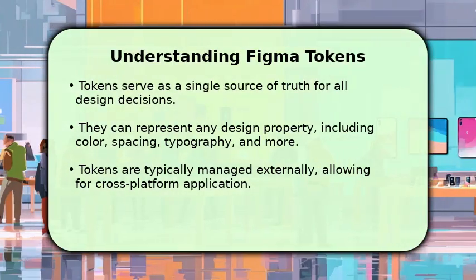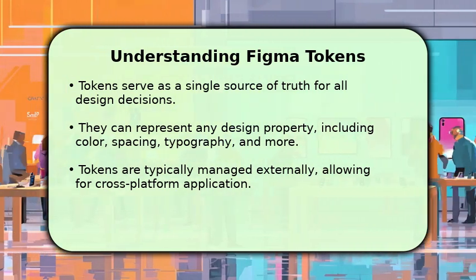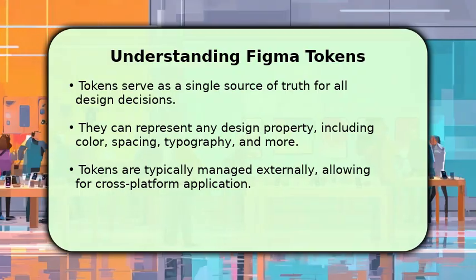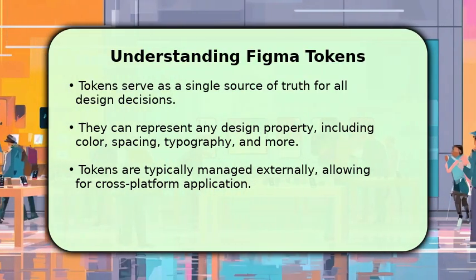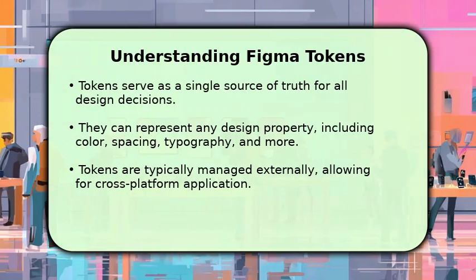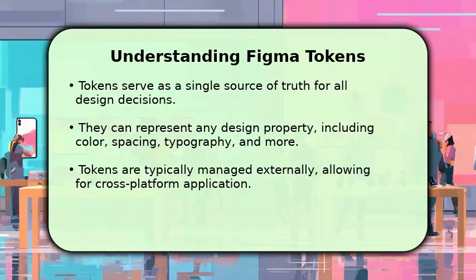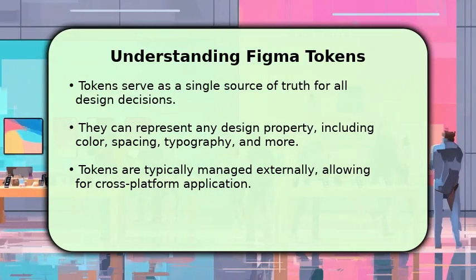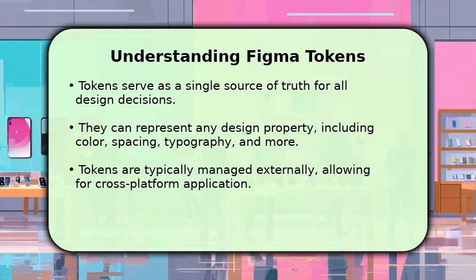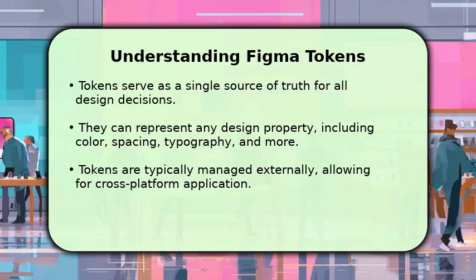Figma tokens act as a single source of truth, representing any design property from colors to spacing. They are often managed externally, allowing for seamless integration across various platforms and tools. This approach provides immense flexibility for complex theming and ensures consistent application of design decisions, making them ideal for large-scale design systems with hundreds of properties.